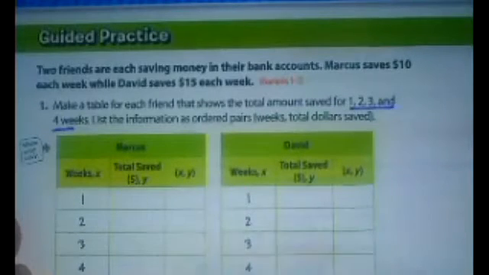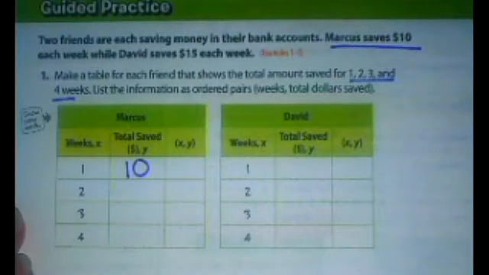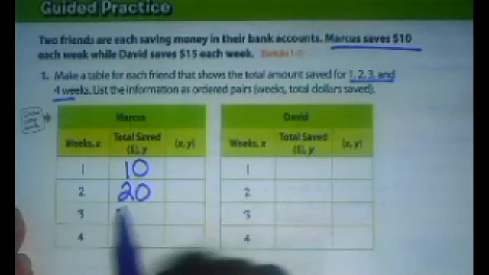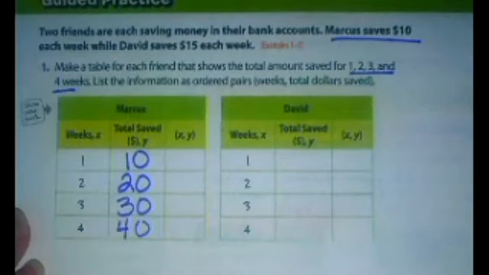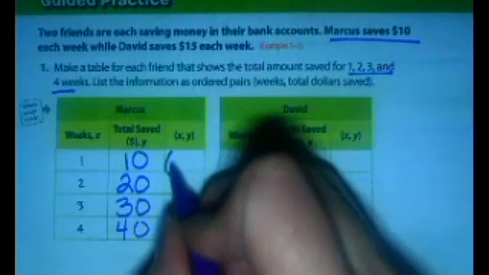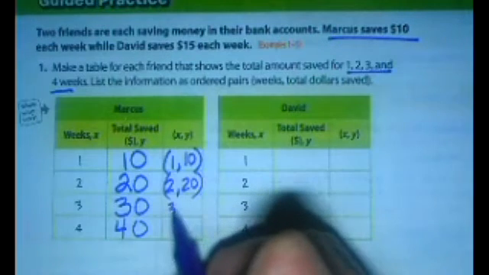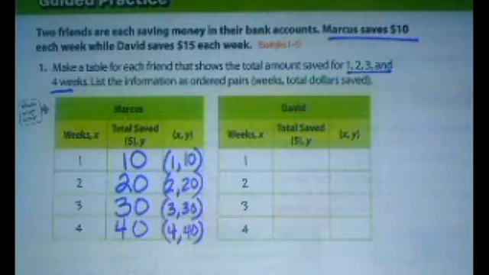Let's look at Marcus first. Marcus says he saves $10 each week. So after week 1, he has $10. After week 2, he now has $20 because each week he's saving 10. At week 3, he has $30, and at week 4, he has $40. So if we want to write that as an ordered pair, we start with our x and go to our y. So 1, 10, 2, 20, 3, 30, and 4, 40.